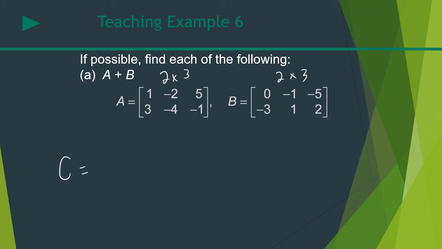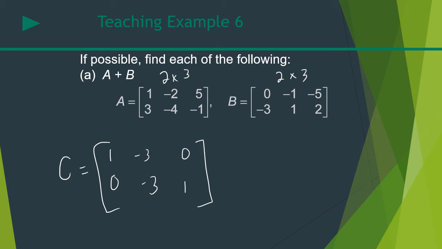So 1 plus 0 is 1. 3 plus negative 3 is 0. Negative 2 plus negative 1 is negative 3. Negative 4 plus 1 is negative 3. 5 plus negative 5 is 0. Negative 1 plus 2 is positive 1.